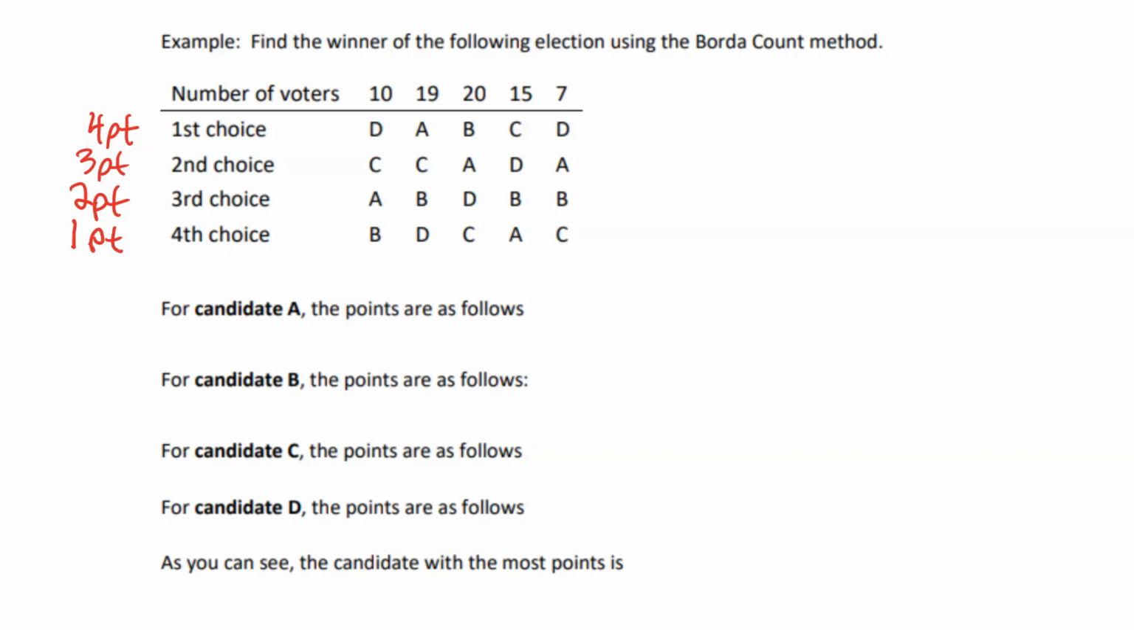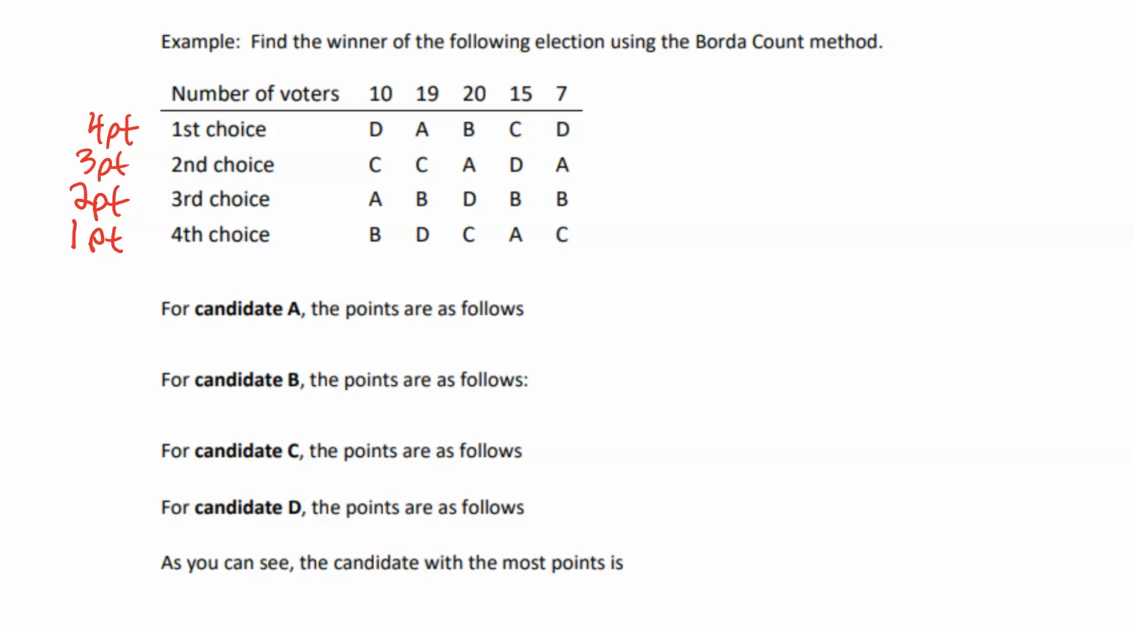Hope that makes sense. Okay, now, there are two basic approaches that I see students use. One is to go by columns, and one is to go by rows. I'm going to first show you the columns method for candidates A and B. Then I'll show you the rows method for candidates C and D. And then we'll be able to figure out who wins by the Borda count method.